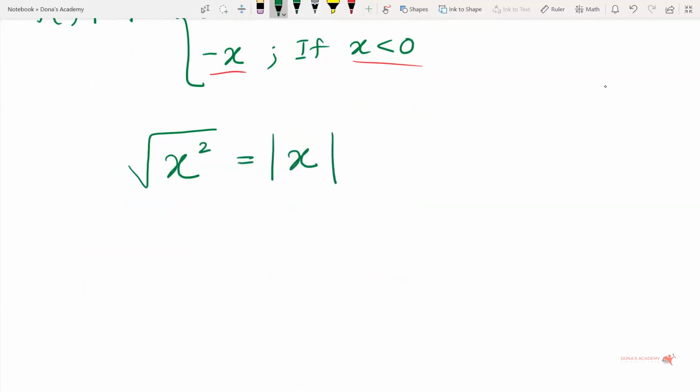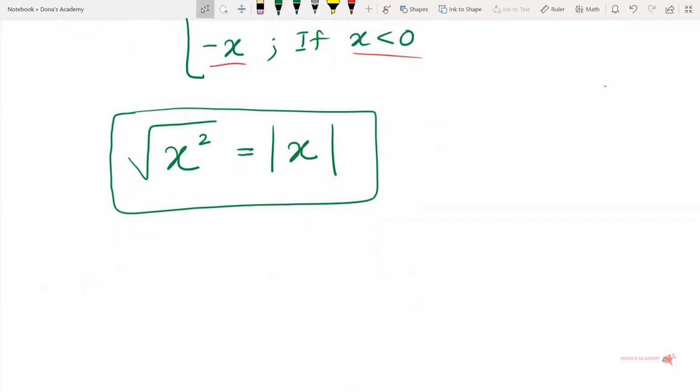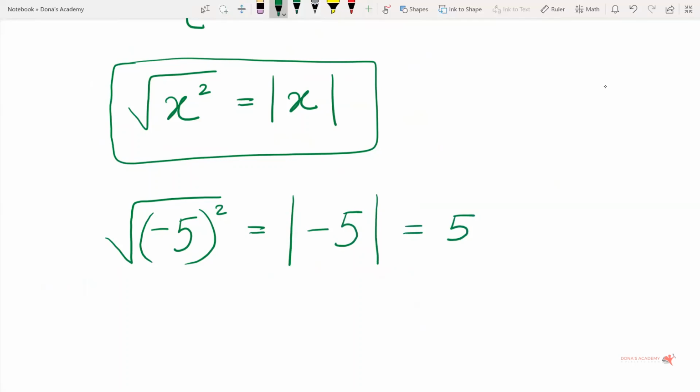This is the correct formula we have to use for the square root of x squared. Don't forget this. Please remember this formula: the square root of x squared is always the absolute value of x. Alright, now let me go back to some examples. So we had the square root of negative 5 squared. This should be the absolute value of negative 5. What is the absolute value of negative 5? Positive 5. This is exactly what we got before.